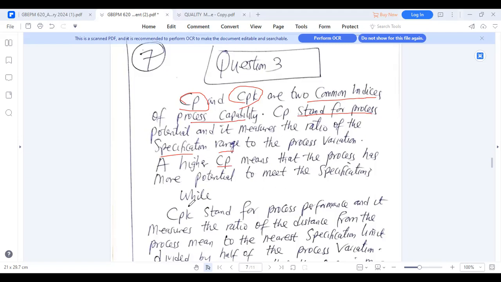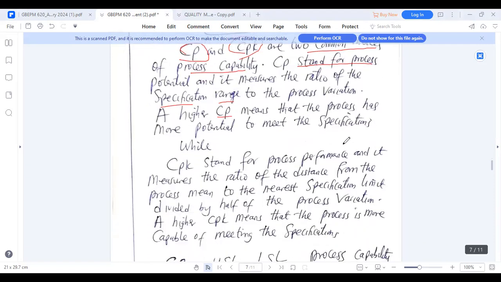And of course, we have the other one, the CPK. The CPK stands for process performance, and it measures the ratio of the distance from the process mean.